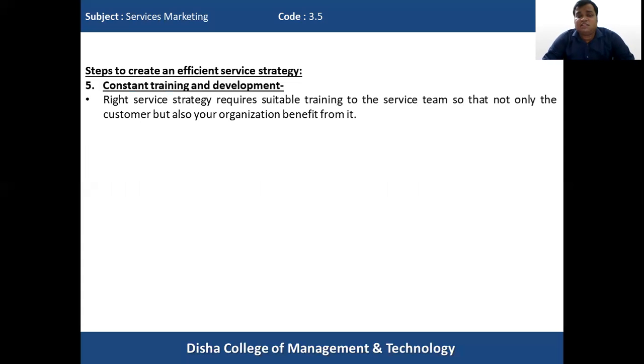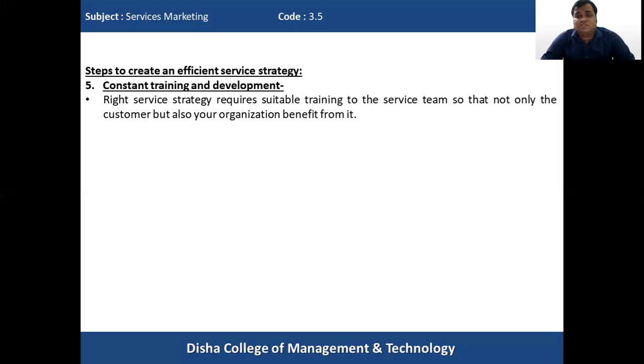A right service strategy requires suitable training for the service team, so that not only the customer but also the organization benefits from it. So what happens when we have a proper service strategy in place? It requires that proper training and development activities should be done, because proper training of the service team will see not only that the customer becomes satisfied, but the organization also benefits from it.